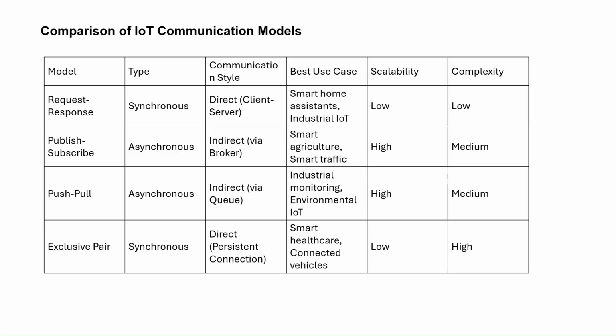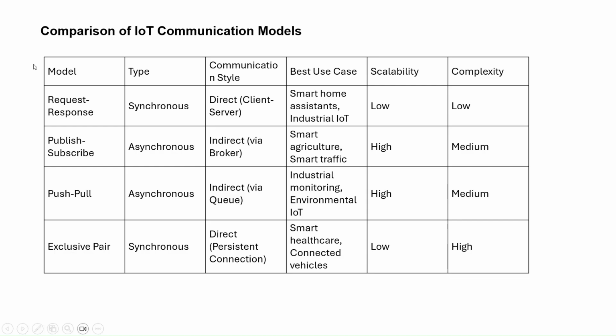It means that between the publisher and the subscriber, there is one intermediate device or logical thing called broker that stores the information from the publisher and gives it to the subscriber according to the topic subscribed. The scalability is high, complexity is medium. Best use cases are smart agriculture and smart traffic.